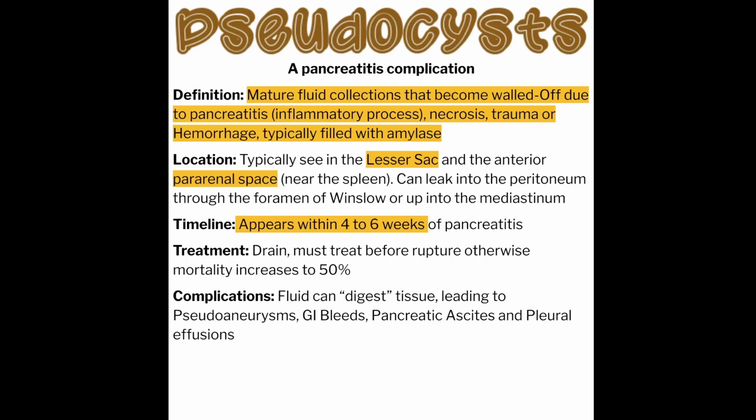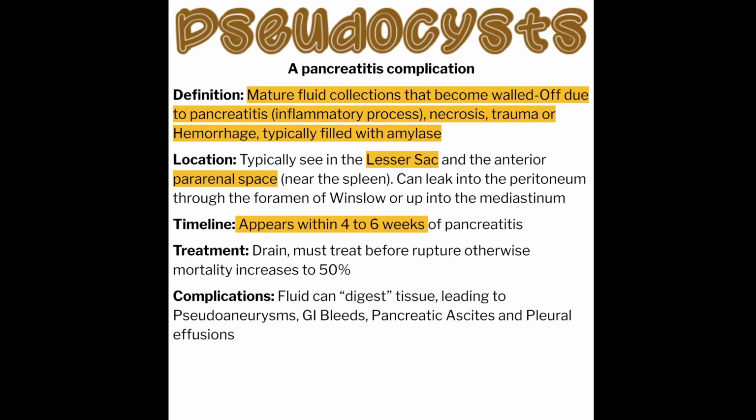Now, pseudocysts are mature fluid collections, so they also typically show up where those fluid collections like to show up. So that's most likely in the lesser sac or in the pararenal space near the spleen. We can see pseudocysts outside of the lesser sac if the fluid was able to leak through the epiploic foramen, or the foramen of Winslow, and make its way into the greater sac. The timeline on these then is going to be within 4 to 6 weeks of pancreatitis. So the fluid collections themselves are within the first 4 weeks. Pseudocysts are the next step and show up between 4 to 6 weeks.